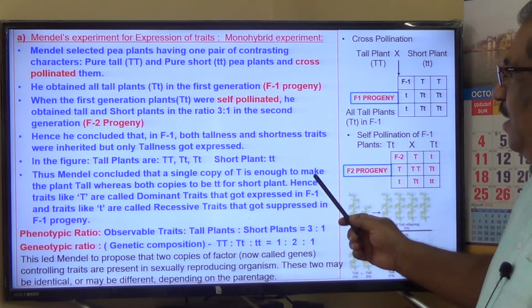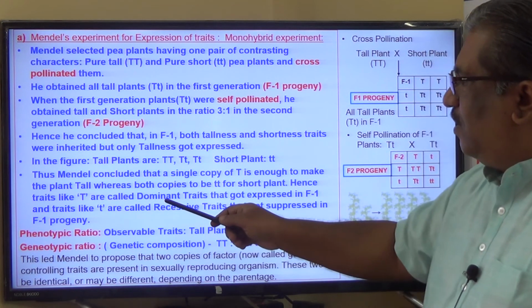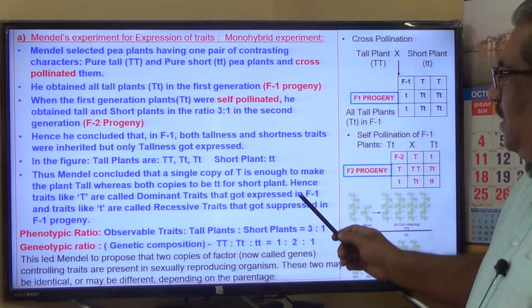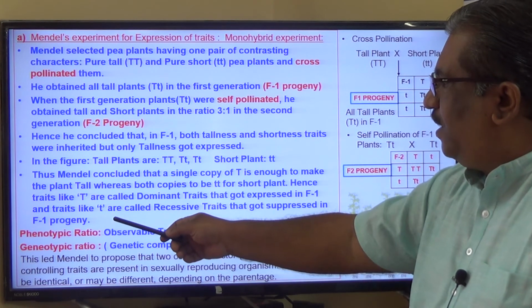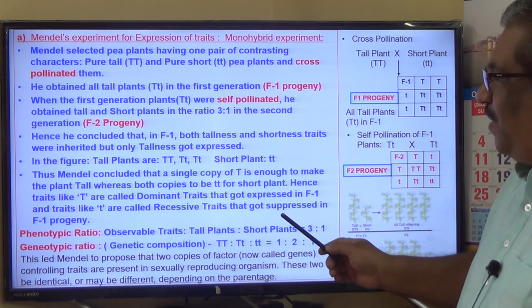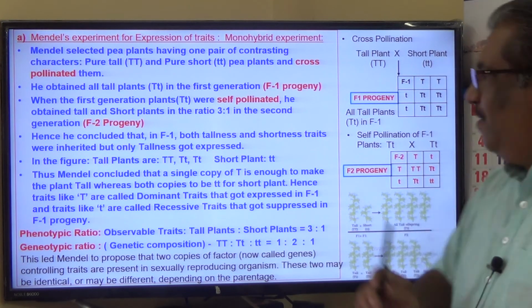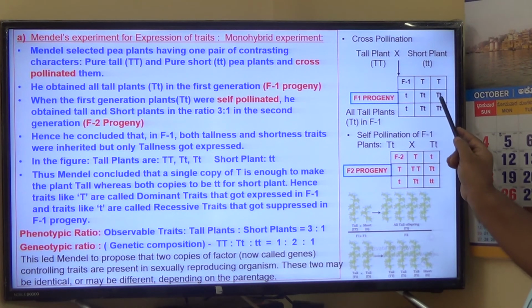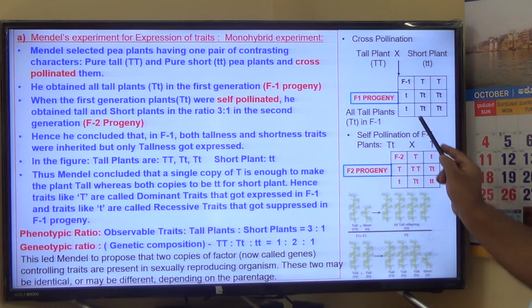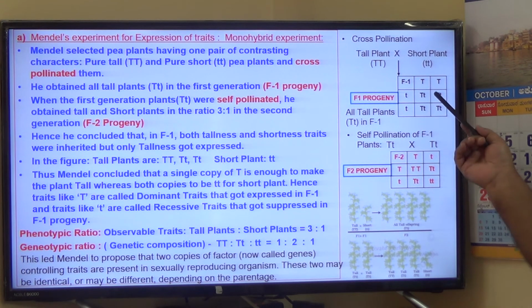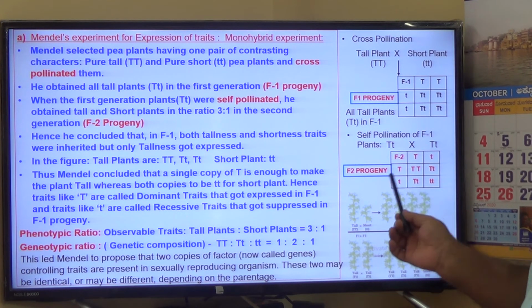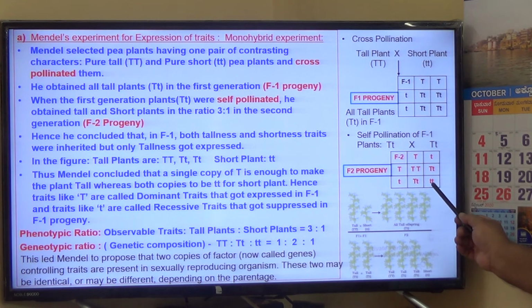In the second generation, traits like capital T are called dominant traits that got expressed in F1 progeny, and traits like small t are called recessive traits that got suppressed in F1 progeny, isn't it? For example, in F1 progeny, this is the genetic combination, whereas all these plants are tall plants. Can you find any short plant here in F1 progeny? Not at all. But in F2 progeny, the shortness again came into picture, that is only 25%. That is, out of 4 plants, only one plant was a short plant, whereas all 3 were tall plants.